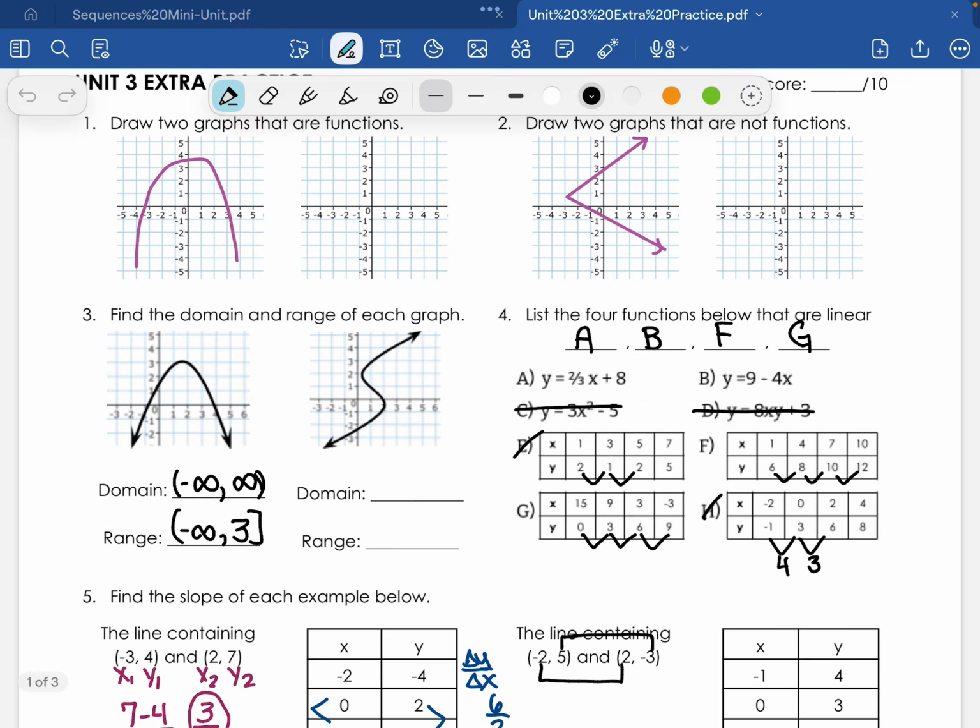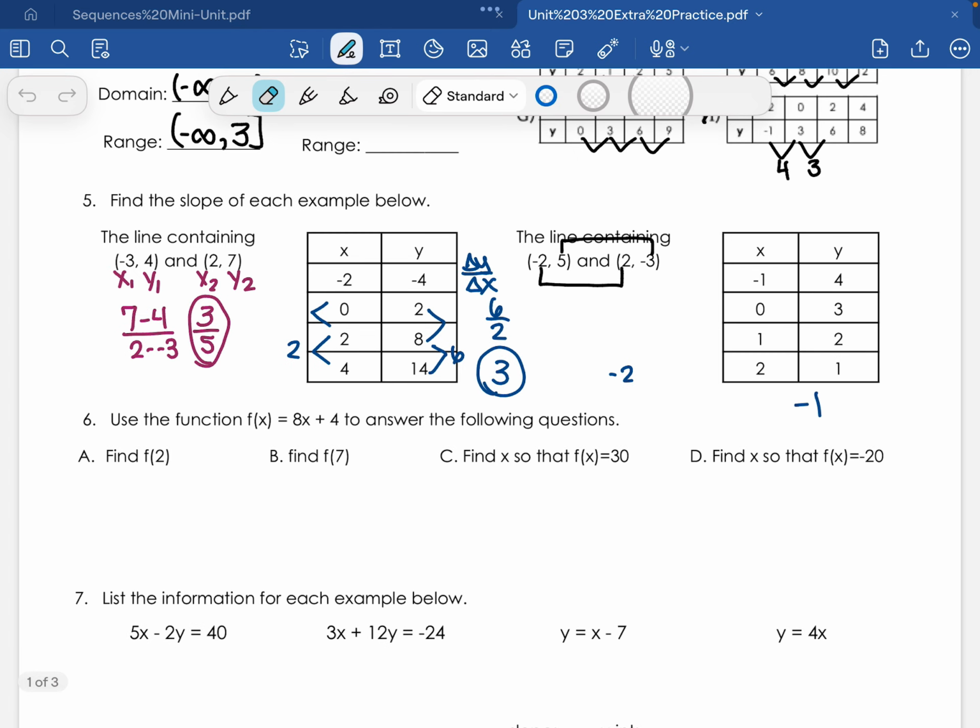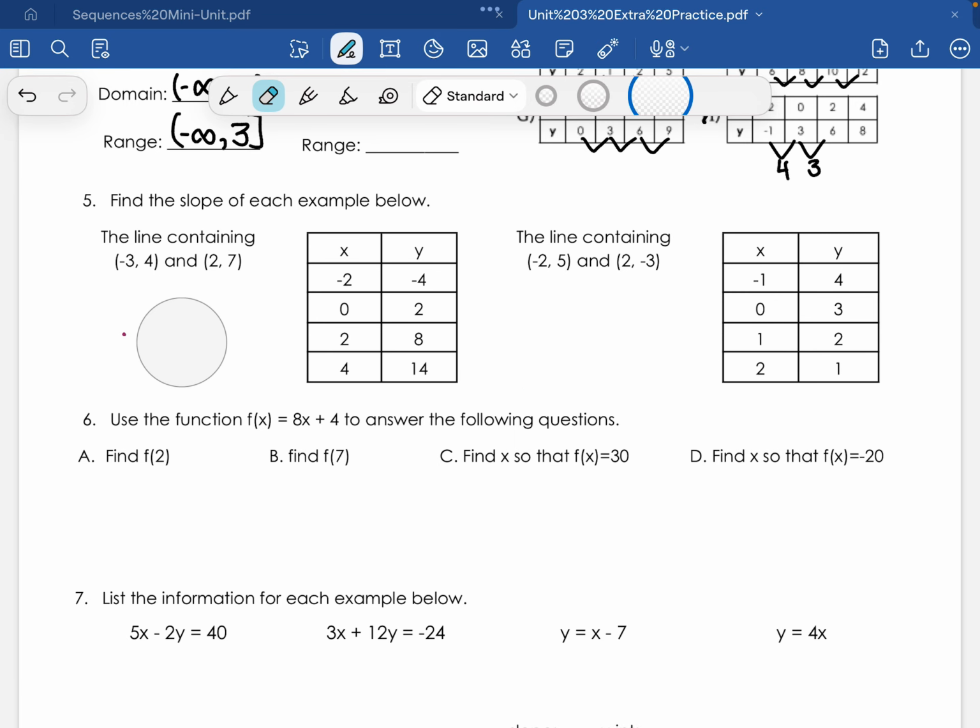All right, we're going to head down to number 5 really quick. We have not done that one yet, so that's where we're going to start. I'm going to go ahead and write the formula, which is on your little note card that I gave you yesterday. It is y2 minus y1 over x2 minus x1 if you have 2 points. Or next to the table, I'm going to write the change in y over the change in x, which looks like triangle y over triangle x.